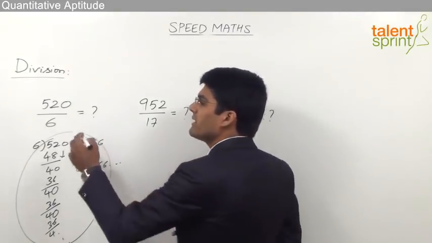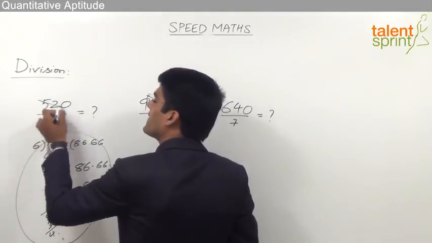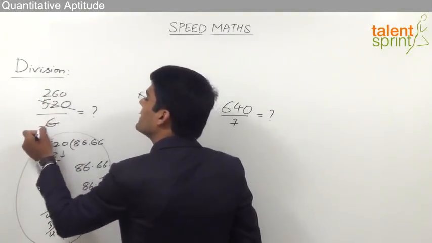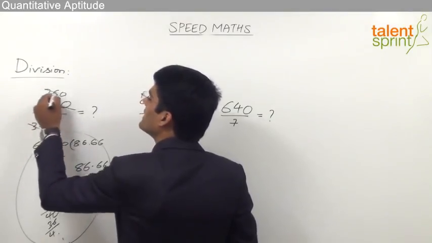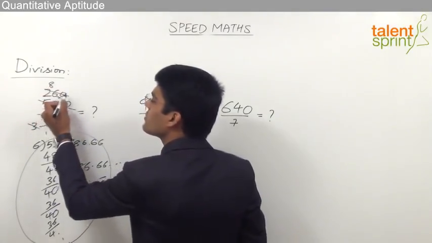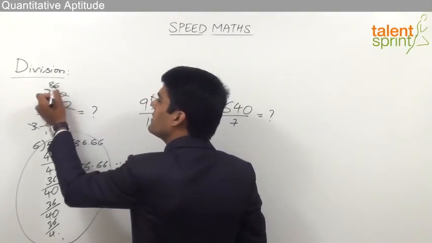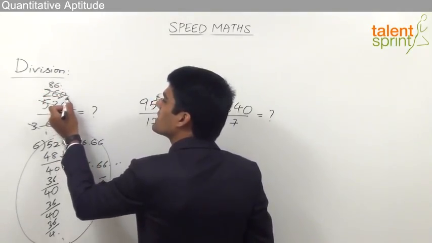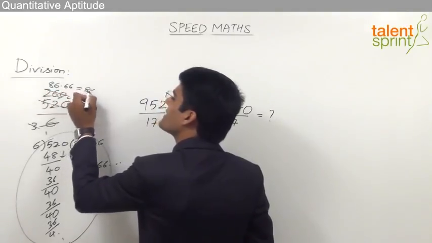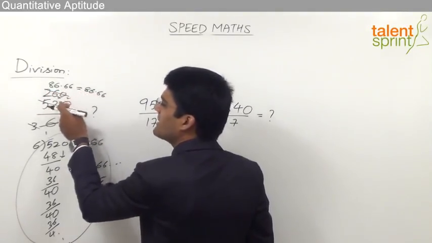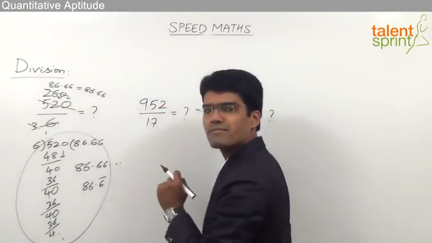What we can do here is, this 520 divided by 6 is taken as 260 by 3. Again we say 3 into 1 is 3, 3 into 8 is 24, so 2 is the remainder, then 3 into 6 is 18, then we get 2 as the remainder again, and that can be taken as 0.66. So we get the answer as 86.66. Why? Because lastly we have 2 by 3, and 2 by 3 can be taken as 0.66.